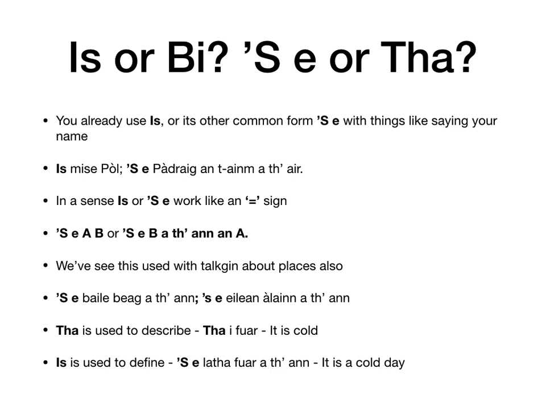She and ha. Now you already use is, or its other common form, she, with things like saying your name. So is mi se Paul, or se Padraig yn tine maha air. So we don't say things like ha misha, you say is misha. And that's because, in a sense, is or she work like an equal sign. So A equals B. She, A, B.